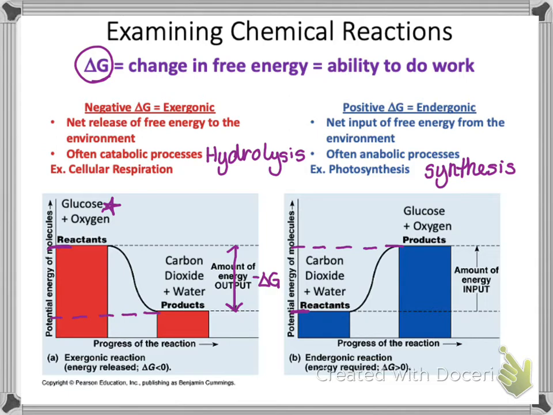That means we're going from low energy reactants to high energy products, so we have to put energy in, in the form of photo, or light. Light energy is helping power this process. Because we're putting energy in, this is going to be a positive delta G.